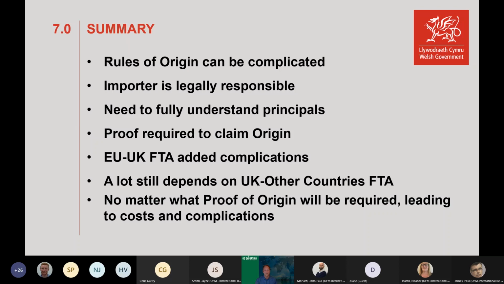And a lot still depends on the other agreements that we get with other countries as to which countries are going to be attractive for us to sell to. It is different in each one. So no matter what, proof of origin will be required, and that does lead to some costs and complications and compliance issues, and holding the right amount of information, the proof that your product does comply with the regulations to say it's UK origin, for example.